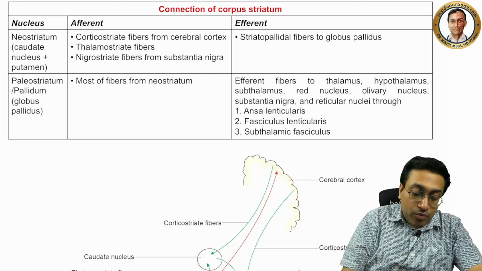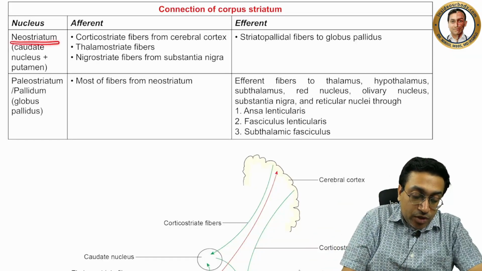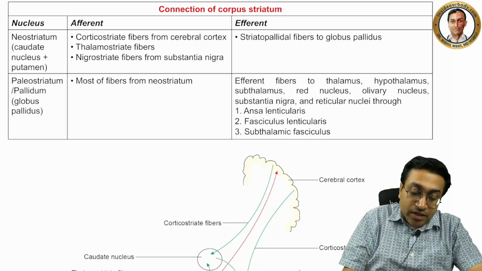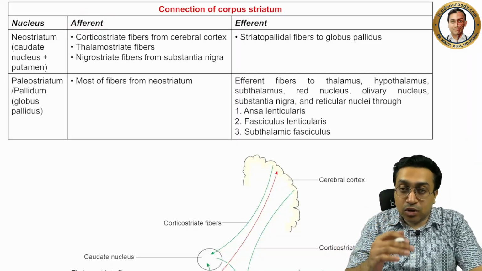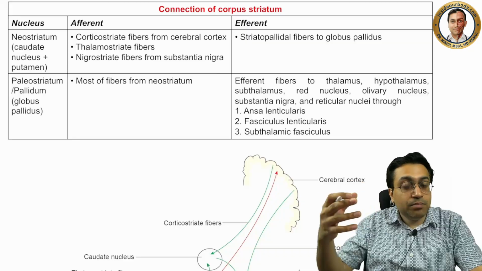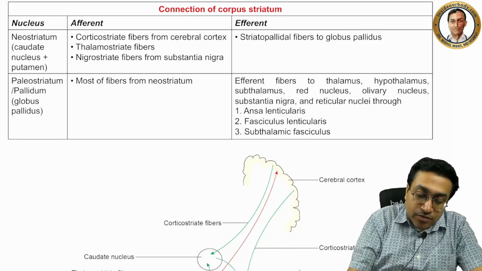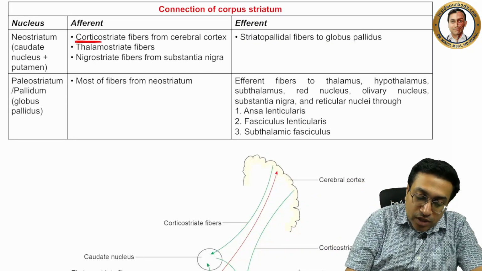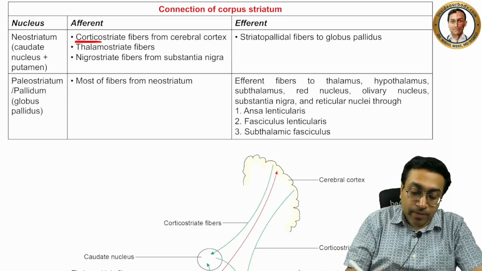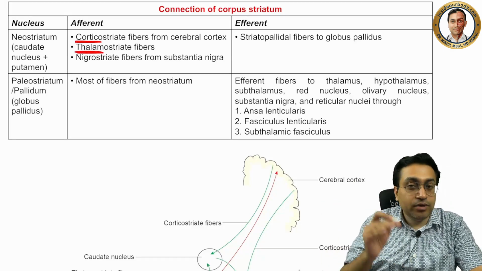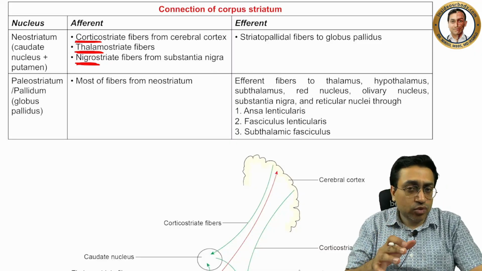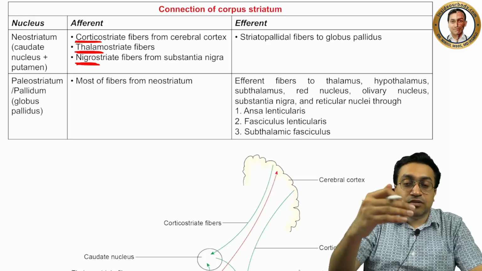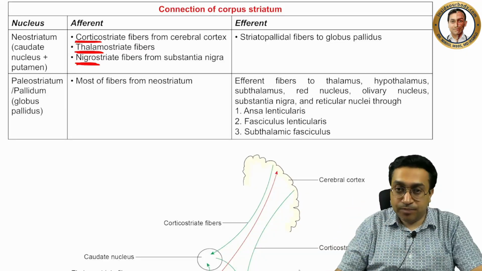So now the first thing which we remember, the neostriatum, which comprises caudate plus putamen, we already discussed. There are fibers which are afferent, meaning coming towards the corpus striatum. They will come from some place, right? Number one place they are coming from is the cortex. So they are corticostriate fibers. Then we have thalamostriate coming from the thalamus. Then we have nigrostriate. So very easy. Nigro means substantia nigra. The fibers are coming towards this area from the substantia nigra.